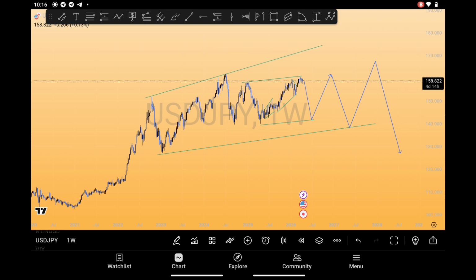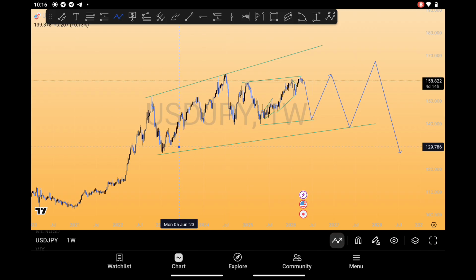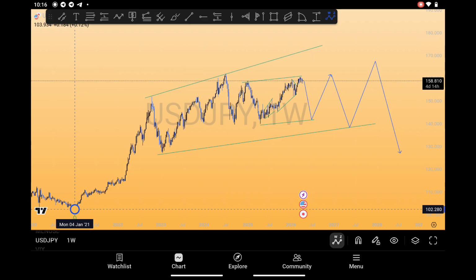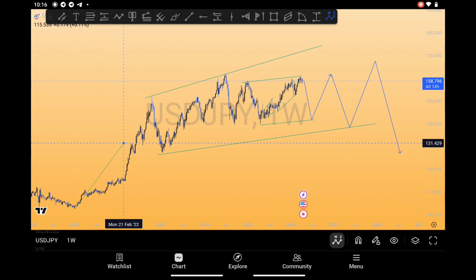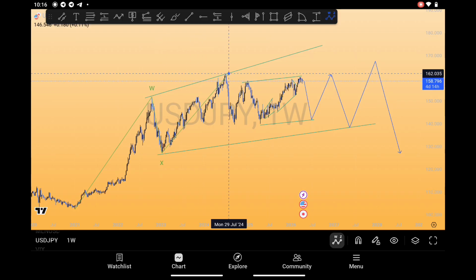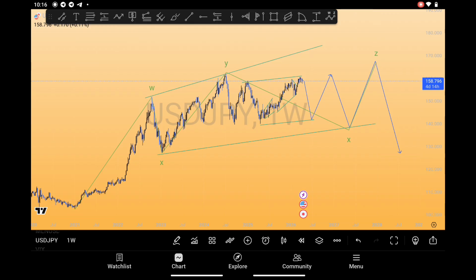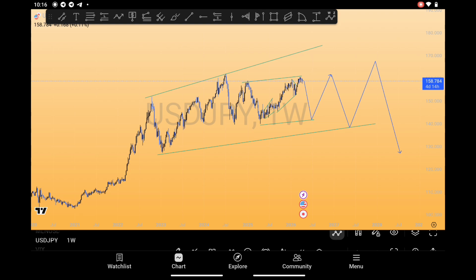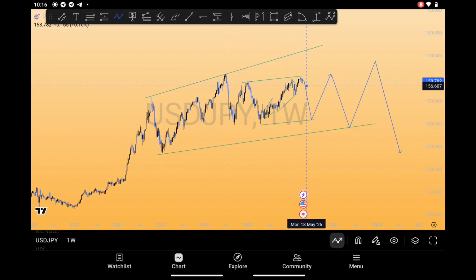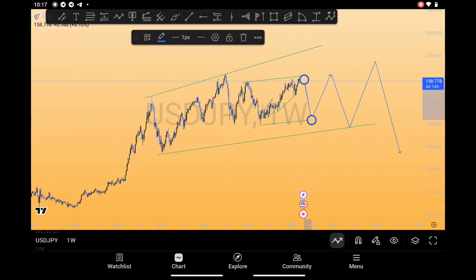Near me, I have already got what we call a tool that can help me to explain what is actually happening. This can be labeled as 1 2 3 4 5 or WXYZ because it's an ending diagonal. So a W, X, Y, and Z structure is what we are looking at, which is an ending diagonal that is happening right here. Within the diagonal, there are structures that are playing out internally, whereby we are currently looking for another move to the downside right here.